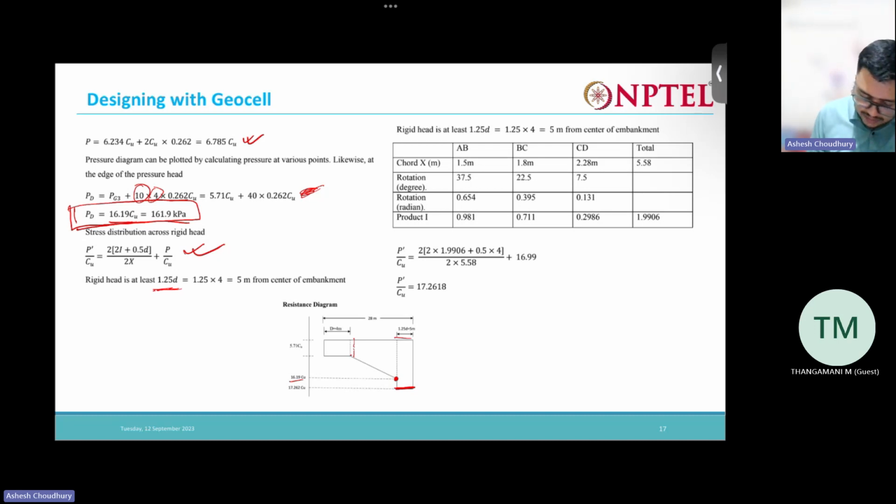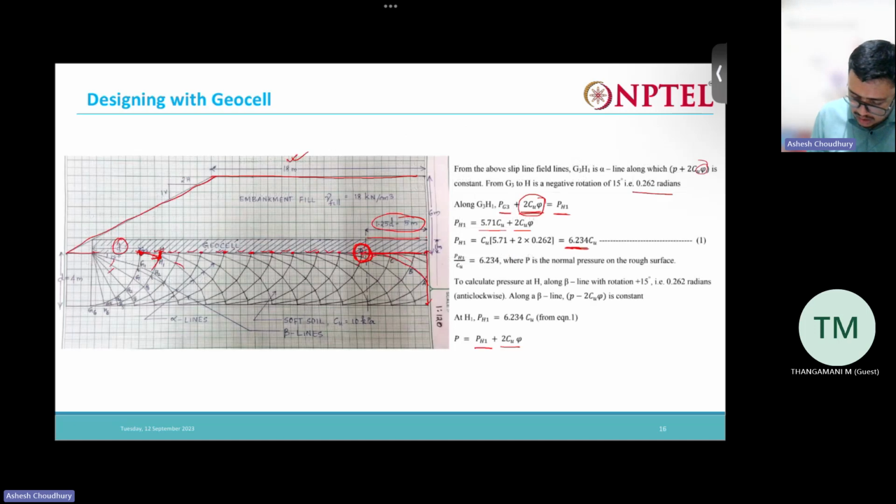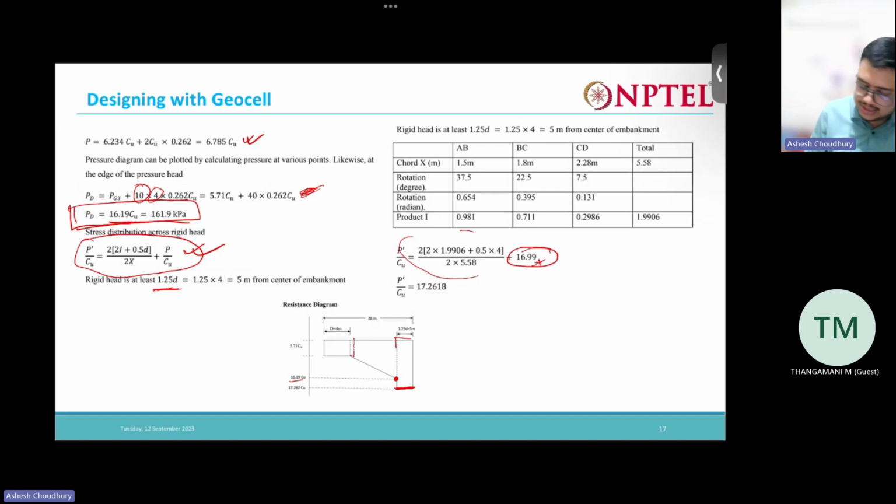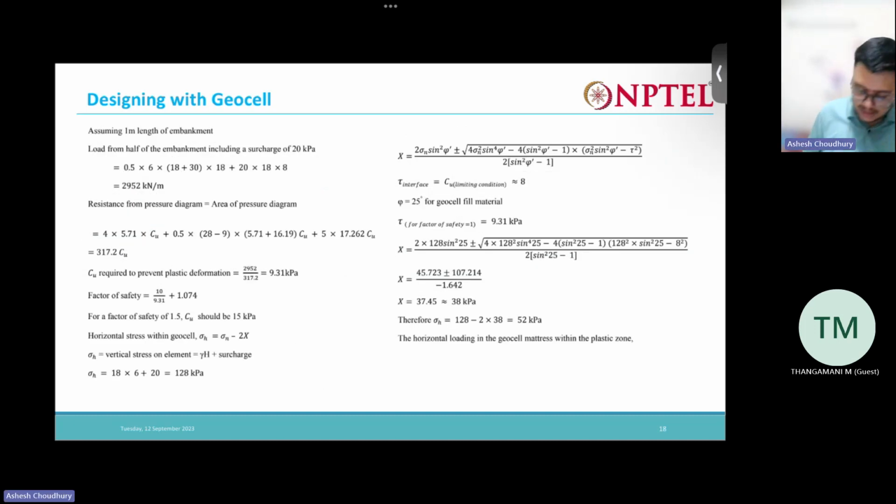Now what they have done, they have used this expression. This was 16.19, right? So this they have added. They have taken all these chord lengths, all this AP, VCCT, all these chord lengths, then this rotation, how much rotation each chord is taking, all these things. They have taken the product, I product. So total I they've got, this X they have got. So finally put in the expression to get the P dash by Cu is 17.26. This much is 17.26. All right.